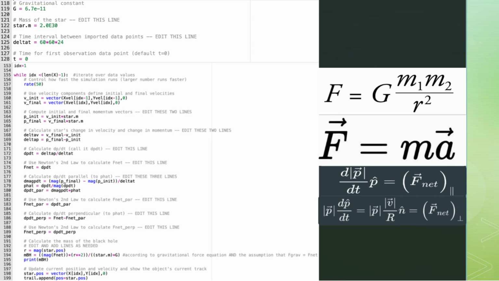For part 1, the net force on the star was assumed to be solely due to the black hole located at the origin. According to Newton's law of universal gravitation, the gravitational force exerted by the black hole on the star is given by F equals G m1 times m2 over r, where G is the gravitational constant, m1 is the mass of the black hole, m2 is the mass of the star, and r is the distance between the two bodies. This force acts as the net force in the system, dictating the acceleration of the star according to Newton's second law, force equals mass times acceleration.